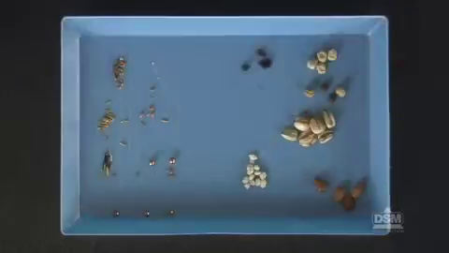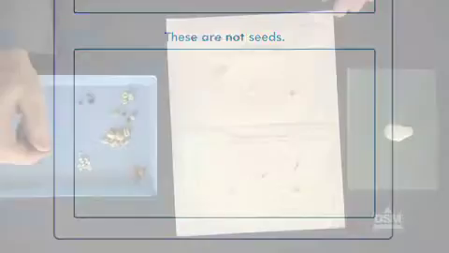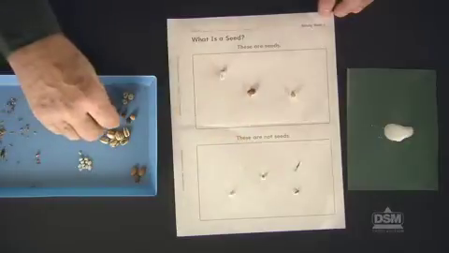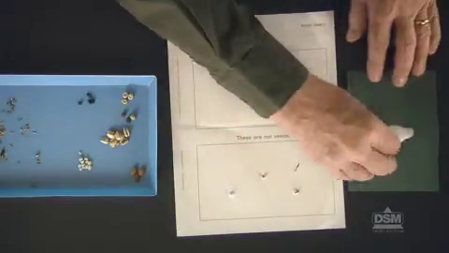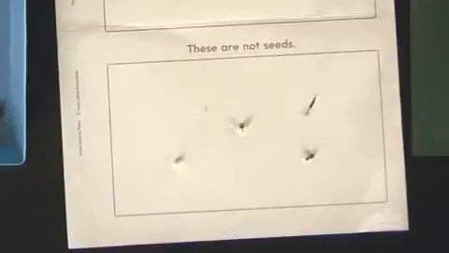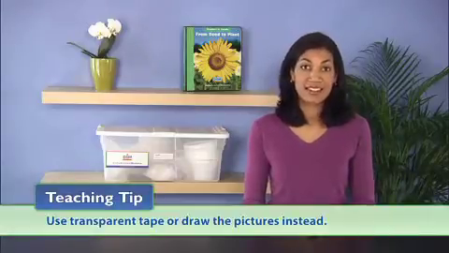Distribute Activity Sheet 1 and glue, and tell students to glue 2 or 3 objects they think are seeds onto their activity sheets under the heading, These are Seeds, and glue 2 or 3 objects they think are not seeds under the heading, These are Not Seeds. If students have difficulty gluing beans onto their activity sheets, use transparent tape or draw the pictures instead.